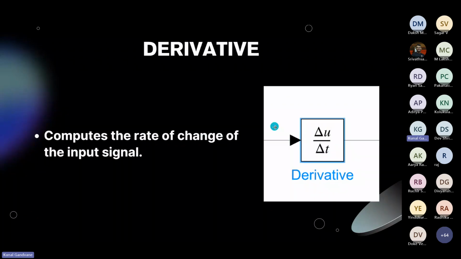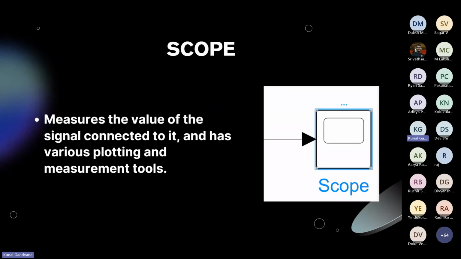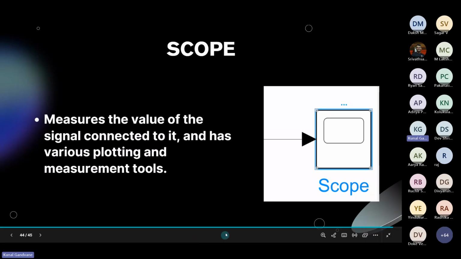And this one is the derivative block. This gives the derivative of the function. So if you put position here, you get velocity. And this is the integrator function. If you put acceleration or velocity, you get the respective integral of that. And the last one, scope. Scope is like a graph plotter. You can see by this how your graph is looking. So this is the theory till now.